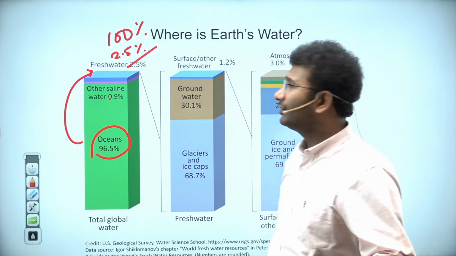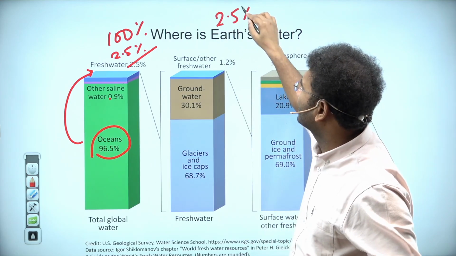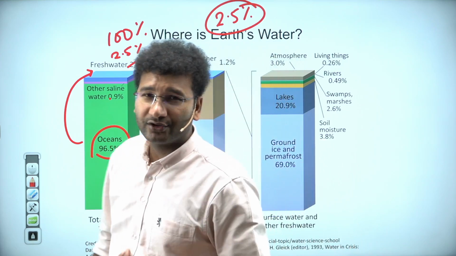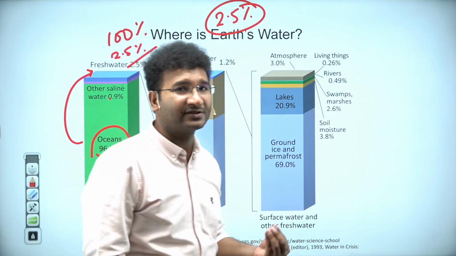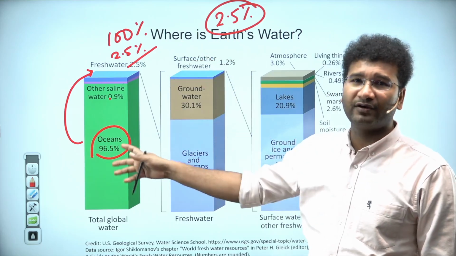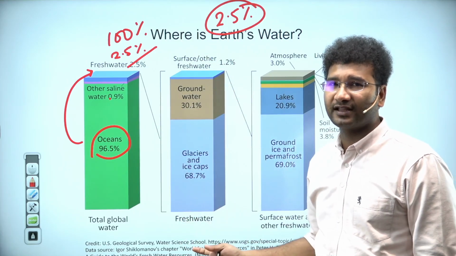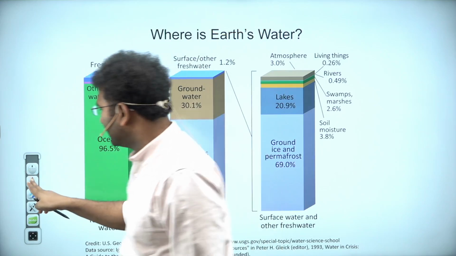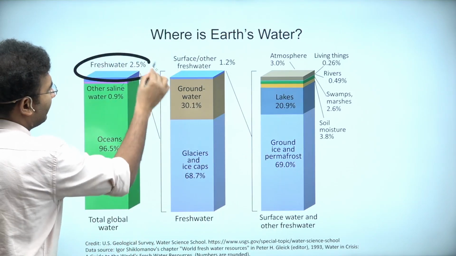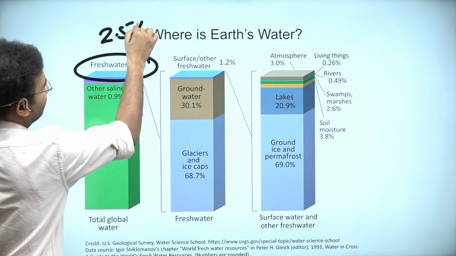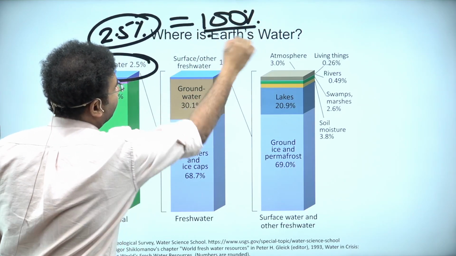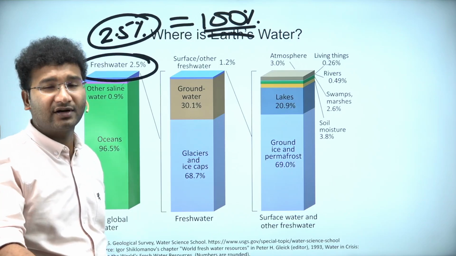That means only 2.5% of the total water that is present on the earth we can utilize for our human survival as well as agricultural purposes, right? Which is present in the form of ice caps, groundwater, lakes, freshwater lakes, like that. Now, if you broadly take this freshwater into account, let's say I've taken this 2.5% of the freshwater and I equate it to 100 units or 100%.